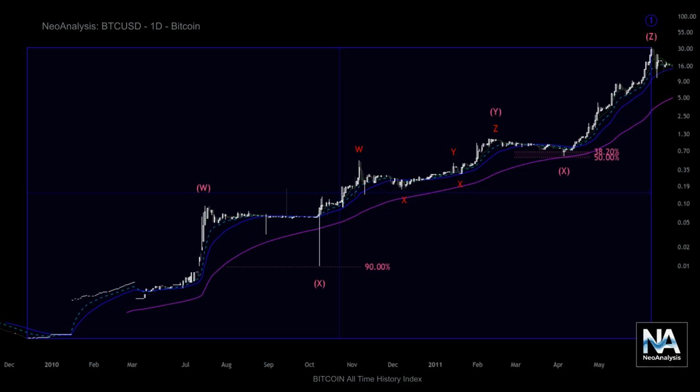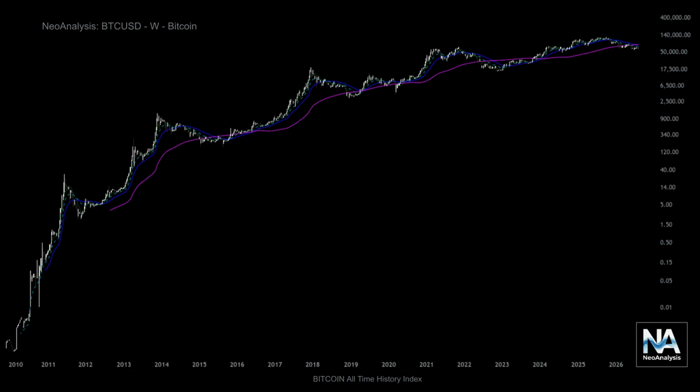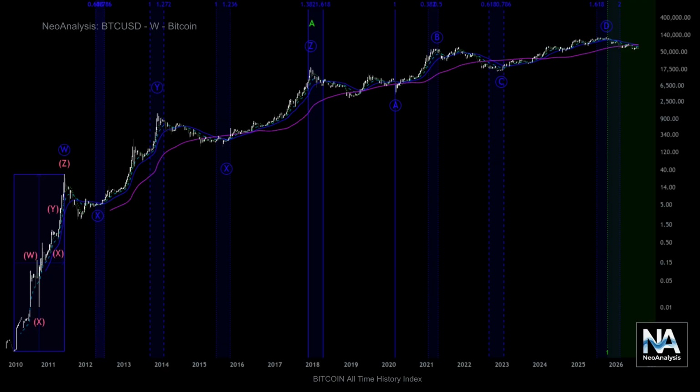Because the intermediate degree structure displays clear overlap and complexity in its internals, the intermediate wave count is better interpreted as WXYXZ rather than 1, 2, 3, 4, 5. This forces a relabeling of both the primary and cycle degrees. Incidentally, this also opens the door to a fourth count, in which the previously invalidated primary impulse is reinterpreted as a PBWXYXZ, completing a cycle A wave, while the primary ABCDE neutral triangle remains intact and is relabeled as the internal structure of a cycle B wave.